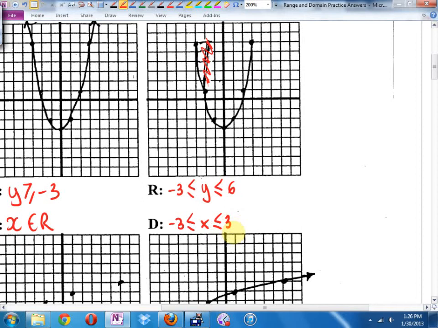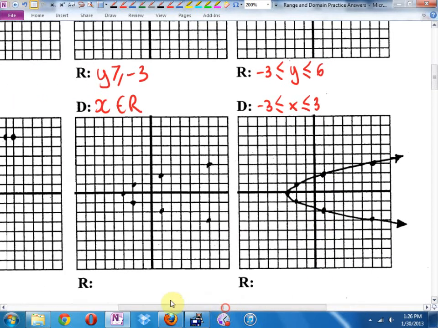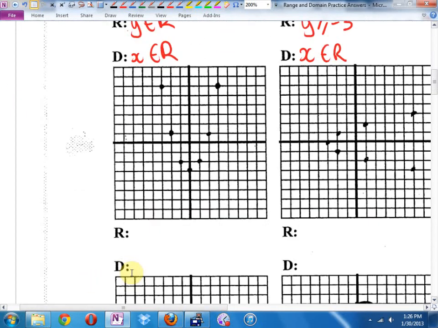I think that's that one. Oh, and it's a function. Here, range, -3, -2, 1, 6. 6, I think so. Range, sorry, domain, -3, -2, -1, 0, 1, 2, 3.